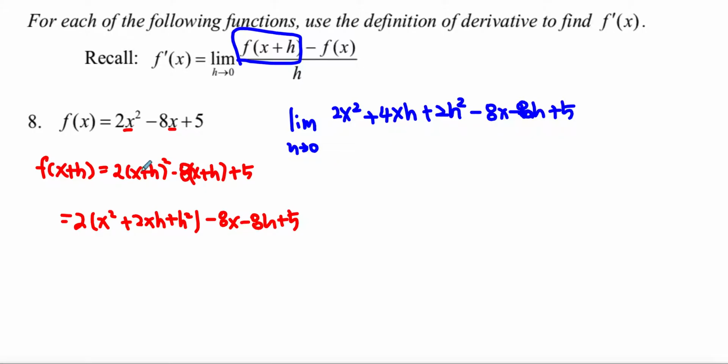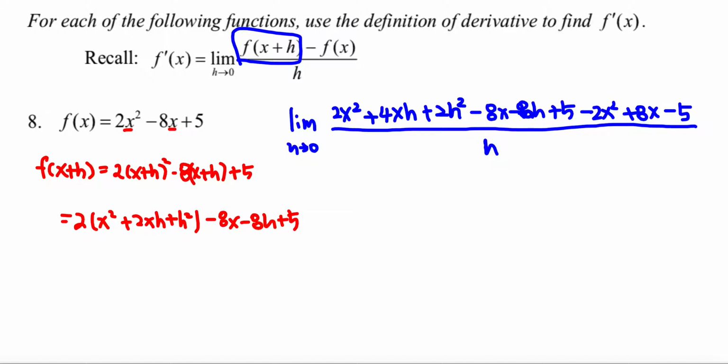And subtract f of x, that means the original function. Notice that I'm subtracting, so I have to distribute the negative sign to all three terms. So we get minus 2x squared plus 8x minus 5. Divide the entire expression by h. Then you will notice that a few terms will cancel out: 2x squared, and then 8x and 5 as well.